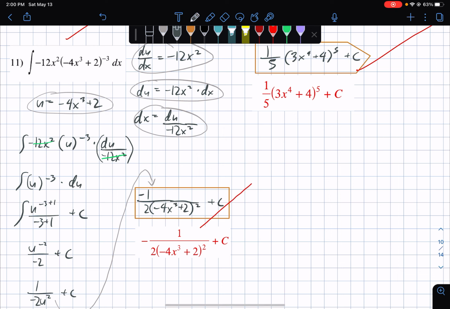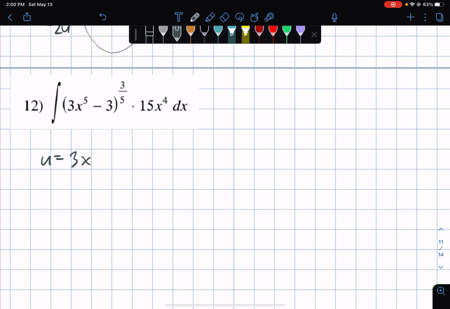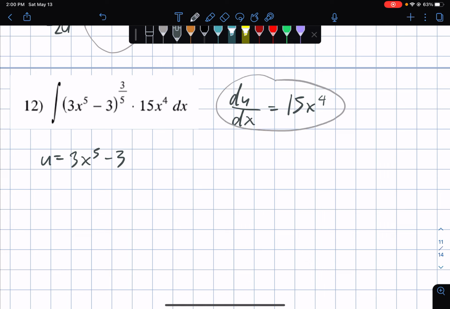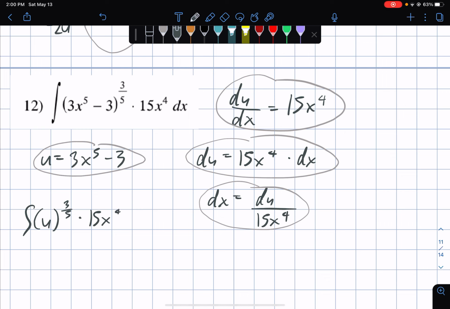Yeah, the same. Correct. Let's try 12. This time, u is equal to 3x raised to 5 minus 3. And then du over dx is equal to 15x raised to 4. du is equal to 15x raised to 4 times dx. dx is equal to du over 15x raised to 4. And then we have u raised to 3 over 5 times 15x raised to 4 times dx. dx is basically du over 15x raised to 4.